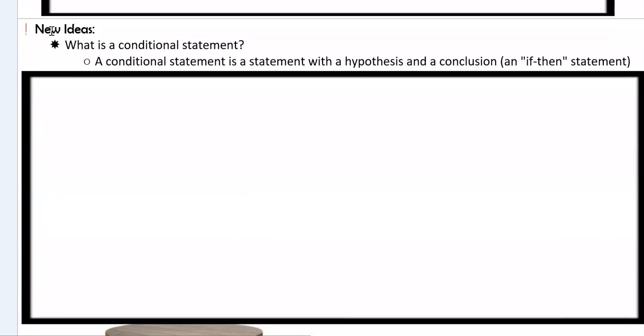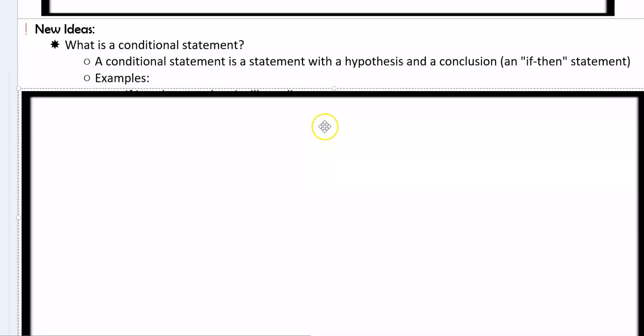So first off, what is a conditional statement? A conditional statement is just a statement, so that means a sentence, with a hypothesis and a conclusion. They could also be thought of as an if-then statement because the words if and then will show up in our conditional.